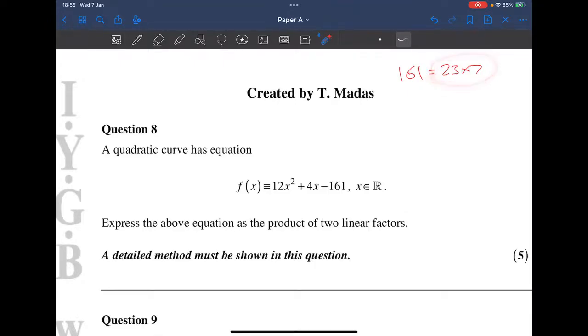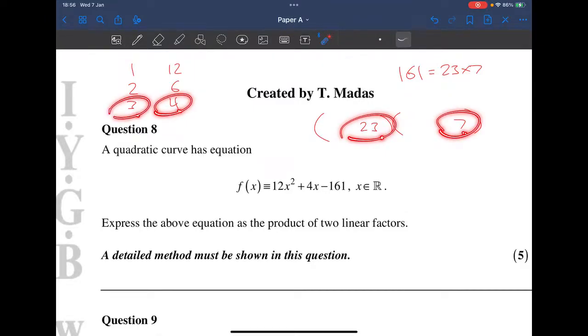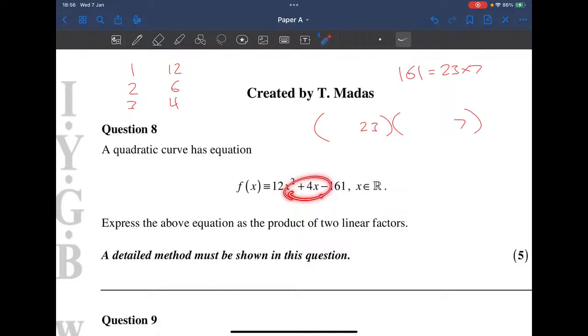So 7 and 23, they're going to go into our brackets. We need to make minus 61. So one will be positive, one will be negative. We don't know which one's which yet. And what we need to be looking at now is the factors of 12. So for 12, we can have 1 and 12. We can have 2 and 6. We can have 3 and 4. Somehow, we need to do a combination. So for example, the 23 and the 4, and the 7 and the 3, and have their difference be 4.